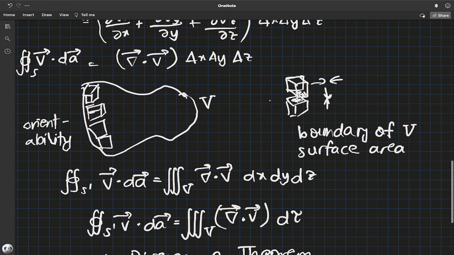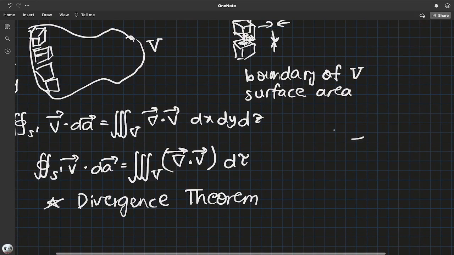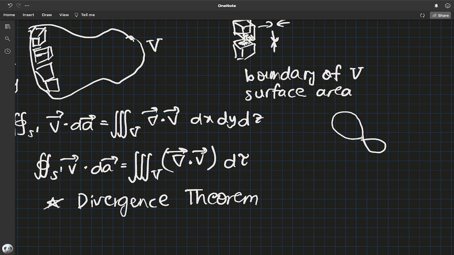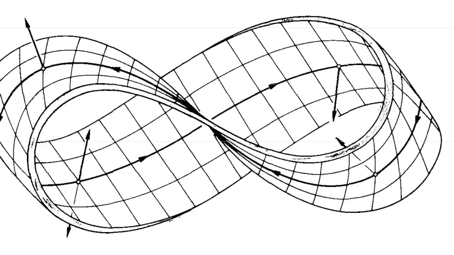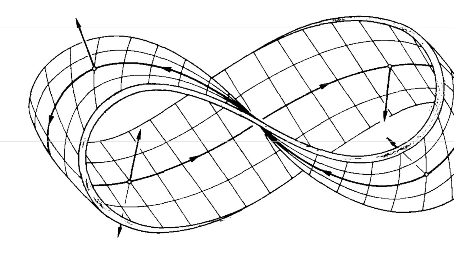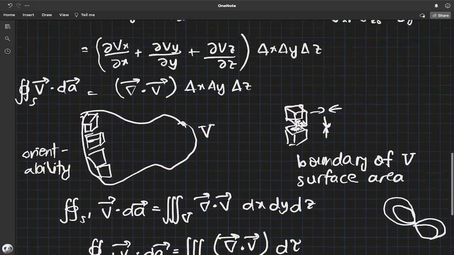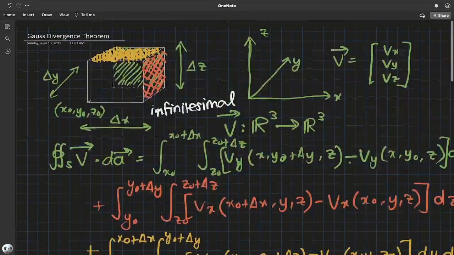Here we have orientable surfaces, so the area vector should be clearly defined, which means that we can't integrate over a surface that's sort of like a Mobius strip, for example. I know this is a really bad drawing of a Mobius strip, but I hope you see the idea here. In the case of the Mobius strip, you don't know what's inside, what's outside. It's a geometrically non-orientable surface, so we can't perform the divergence theorem on that.